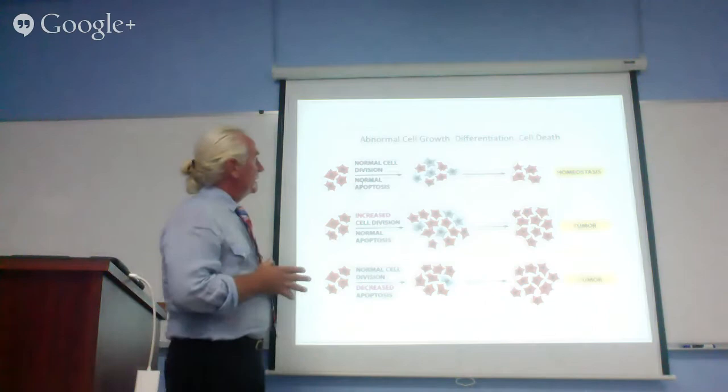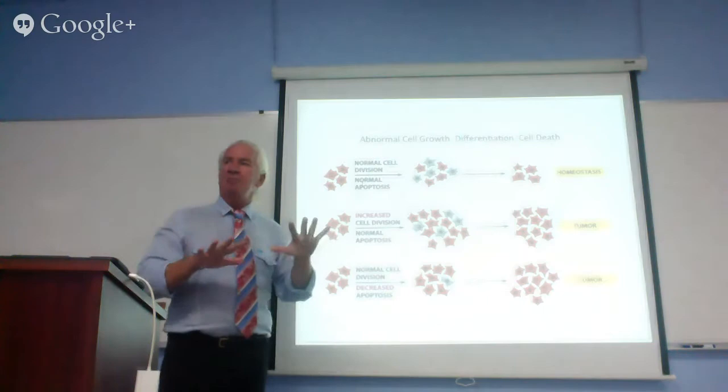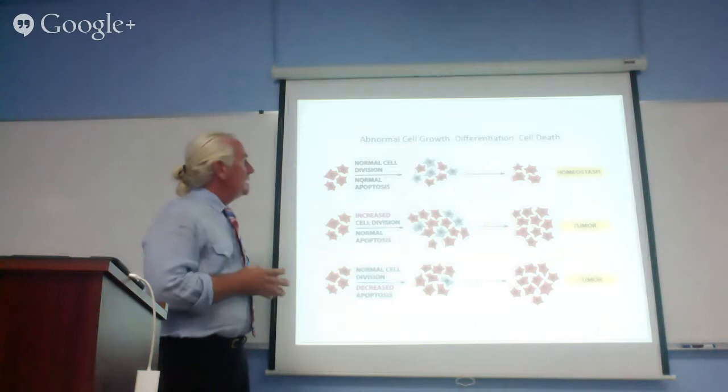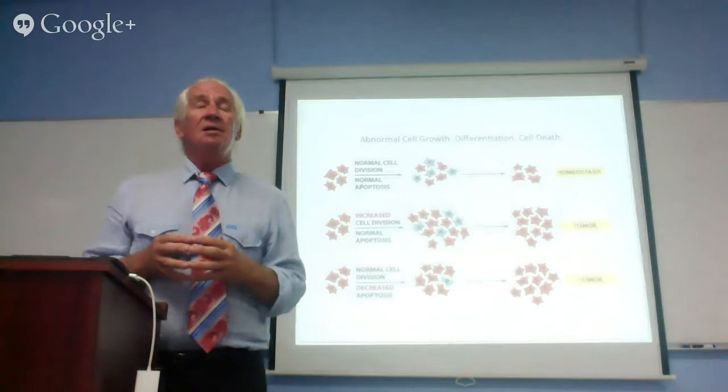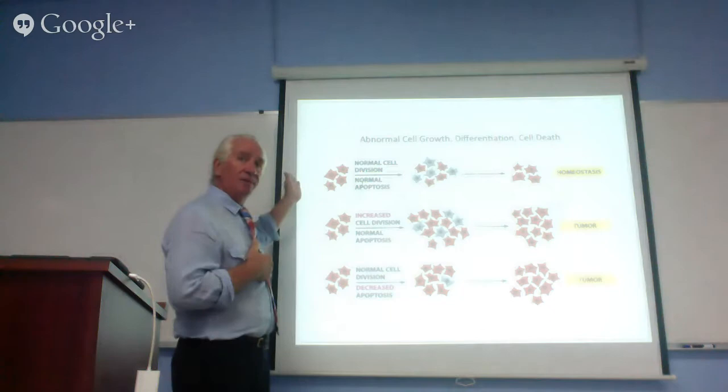For you, you're staying about the same size. Maybe your adipocytes are changing their densities. Mine are. But you're at homeostasis, which means you have a balance between apoptosis, cell death, and cell proliferation. So cells are always dying, cells are always dividing to replace those. If you have the correct balance, you're healthy, you have homeostasis.